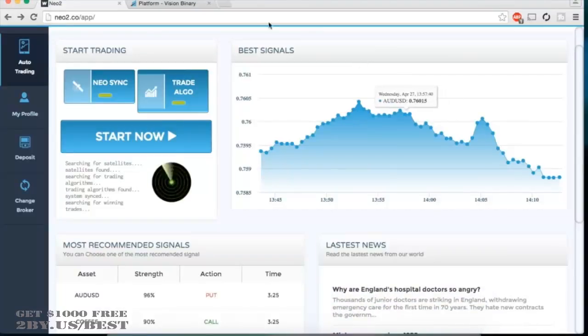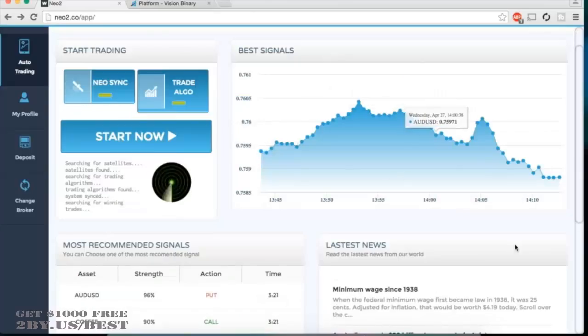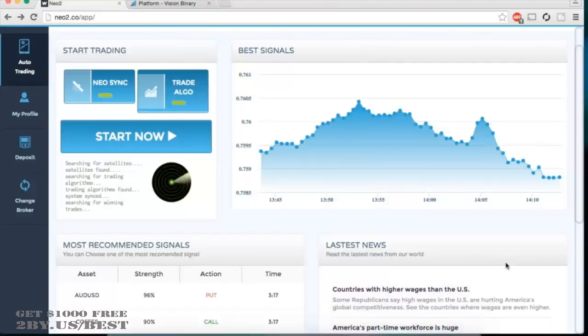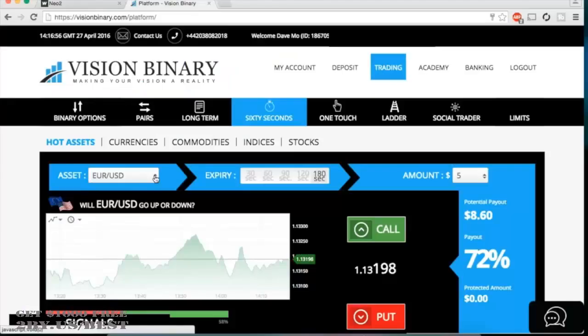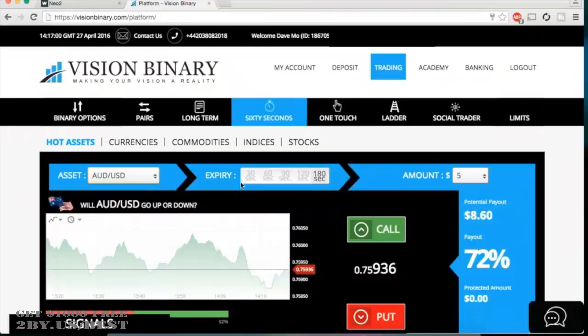Now back at NEO2, we have a very strong AUD USD put trade. It's actually 96% strength. That's very nice. Once again, we were just waiting for the 3-minute time to come up so we can get the perfect expiry time. Time's almost here, so we're just getting set up. And we got to adjust our trade amount, $20. Our confidence is still very high in NEO2.